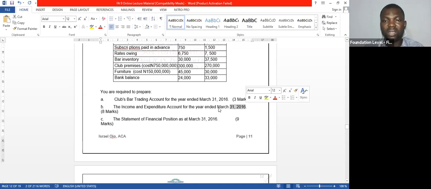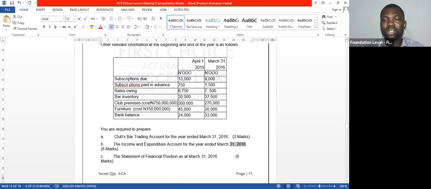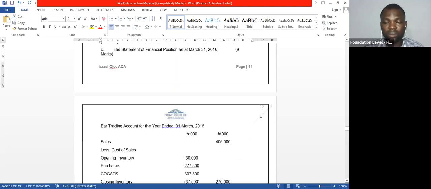So now that we have that, as we know, we are using accrual basis. So it's not only the items that involve cash that we post there, but the income that we have earned and the expenditure that we have incurred for that period is what we reflect in our income and expenditure account. So let's start with our income.